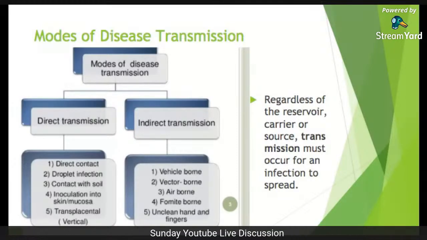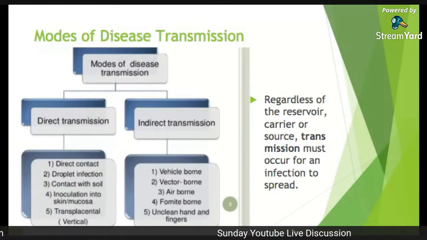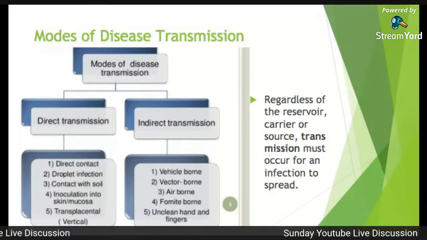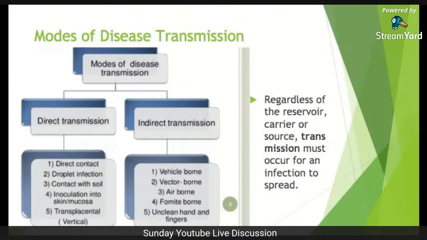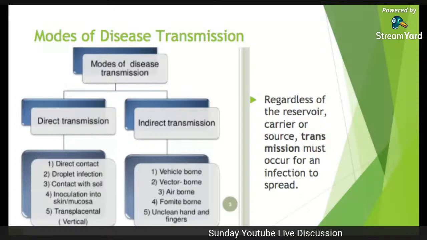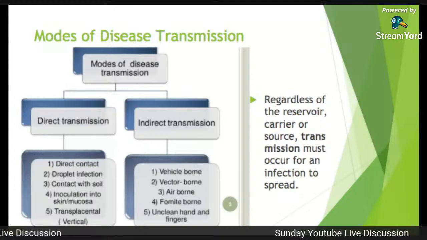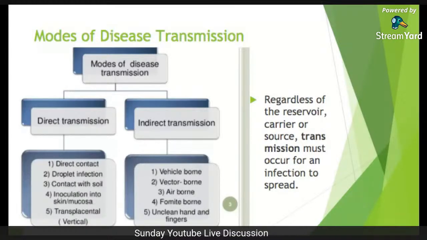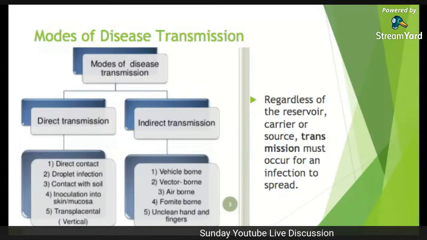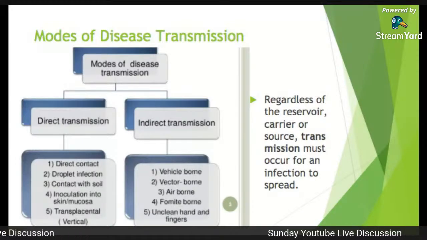All right, so let's talk about modes of disease transmission. There are two types of modes of disease transmission: direct and indirect. Under direct and indirect, there are categories that you can break them into. Direct transmission includes direct contact, droplet infection, contact with soil, inoculation into the skin or mucosa, and transplacental or vertical transmission. Under indirect transmission, you have vehicle-borne, vector-borne, airborne, fomite-borne, and unclean hands and fingers. Regardless of the reservoir, carrier, or the source, transmission must occur for an infection to actually spread.